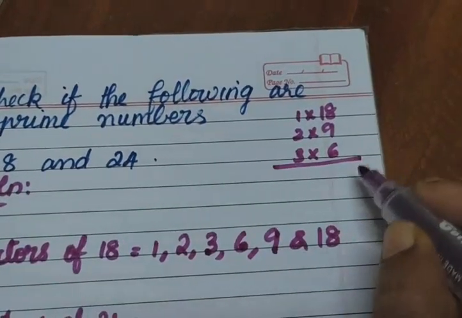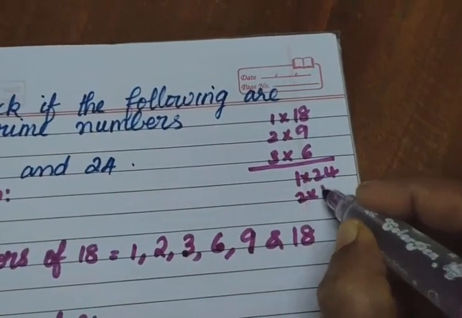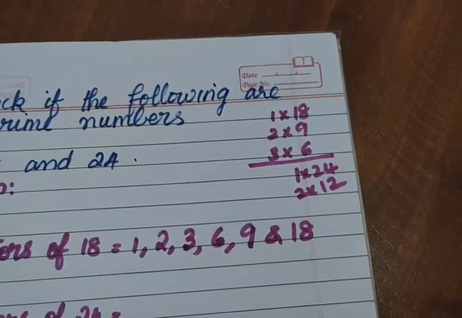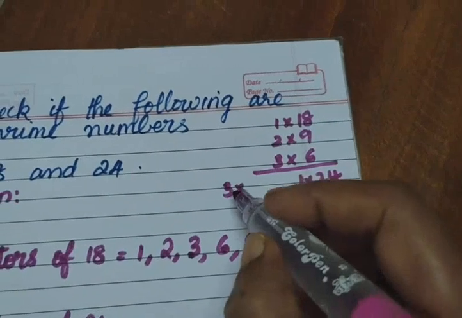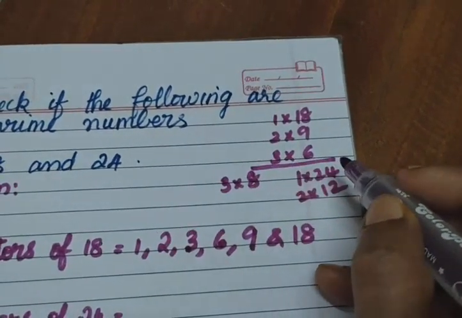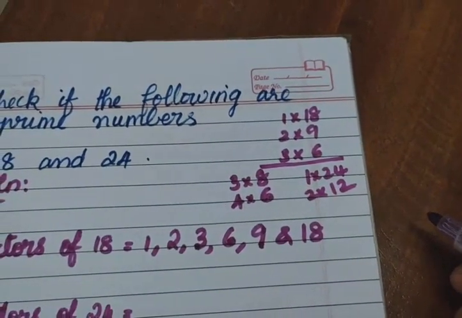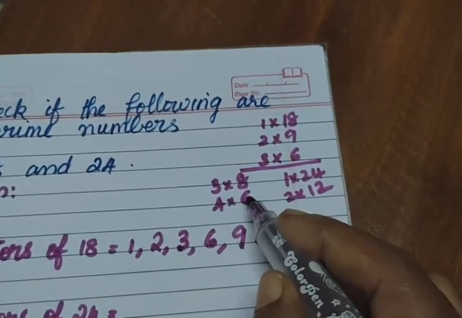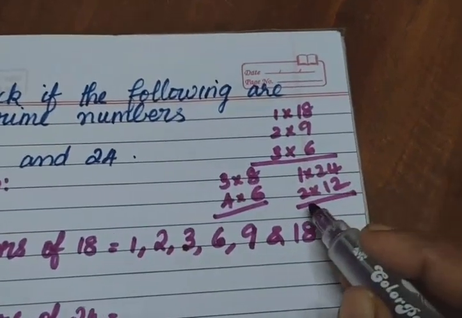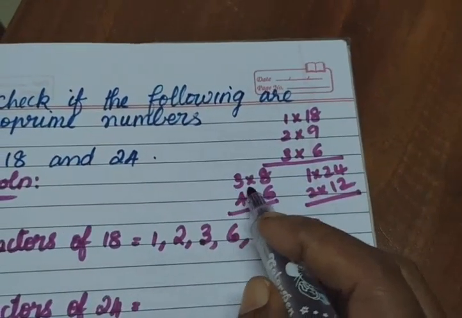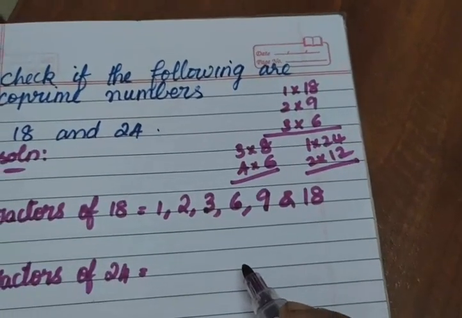Okay children, then the factors of 24. What are the factors of 24? We know 1 times 24 is 24, is it not? Then the second table also has 24. 2 twelves are 24. In the third table, 3 eights are 24. Then the fourth table also has 24. 4 sixes are 24, is it not children? The fifth table no, the sixth table is done. So these are the factors of 24.